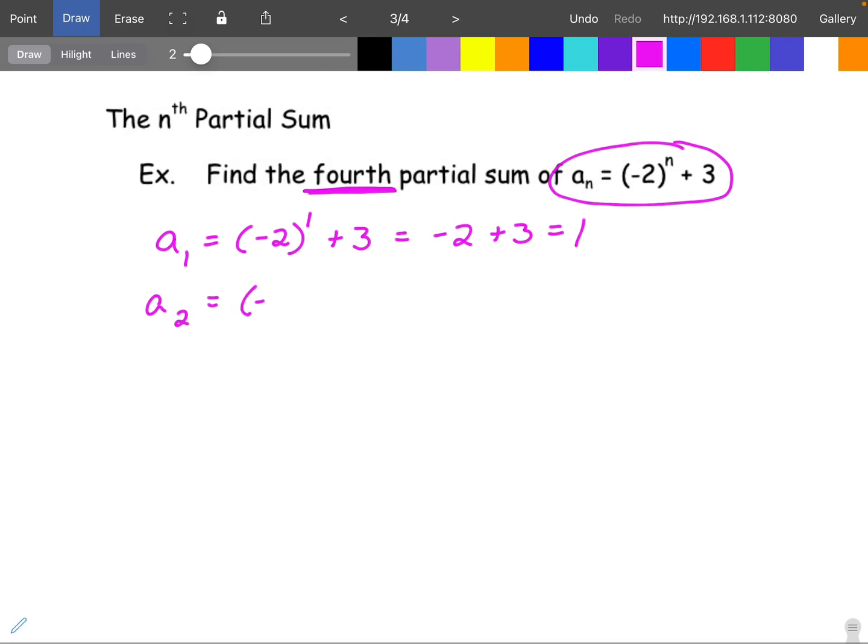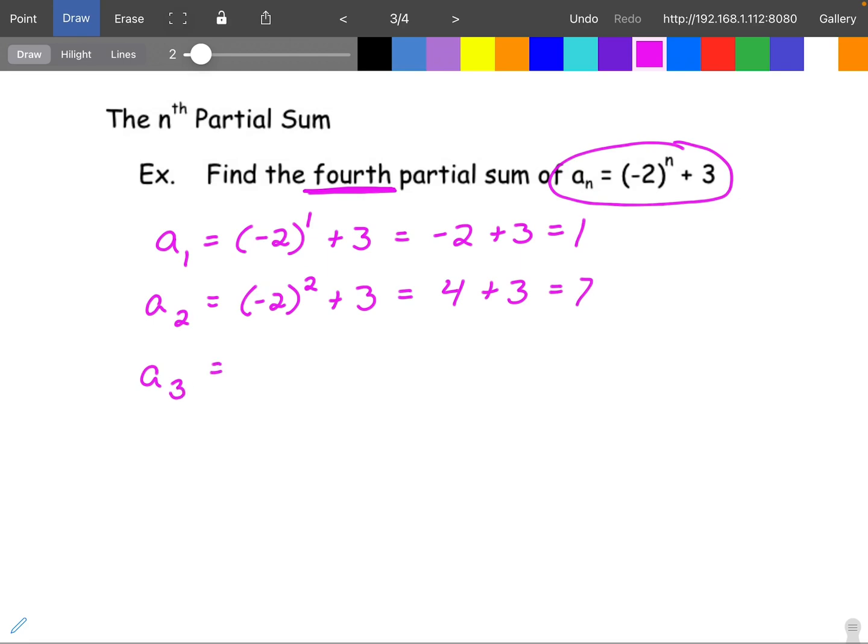Now I want to do a sub 2. So now n is 2. So I have negative 2 to the n power, which is 2, plus 3. Well, negative 2 to the second power, or squared, is a positive 4. Then plus 3 equals 7. So we've got our second term.